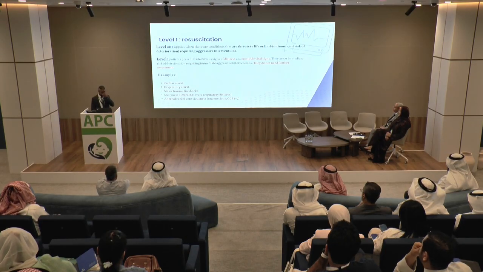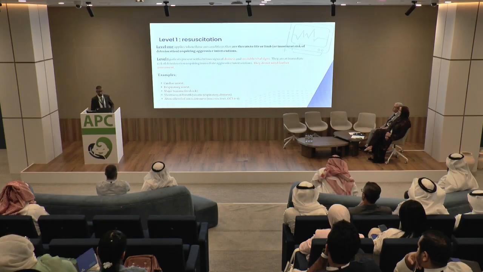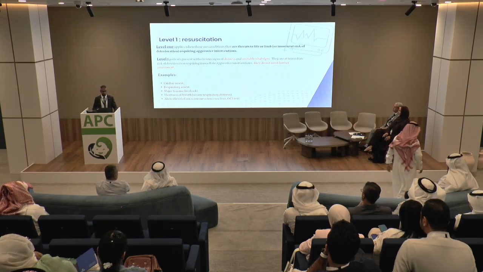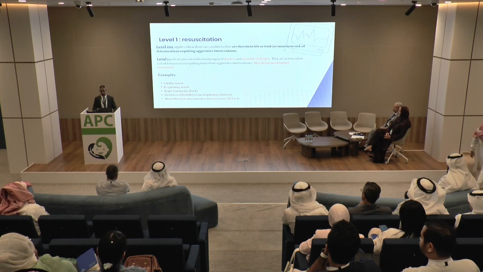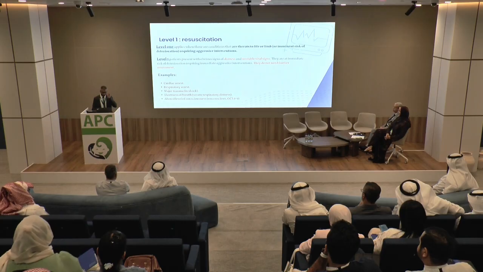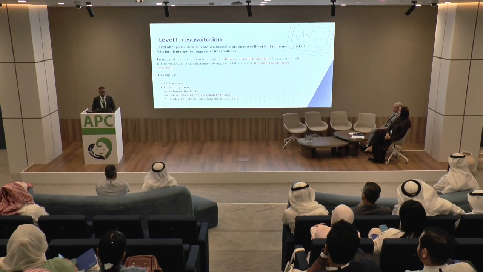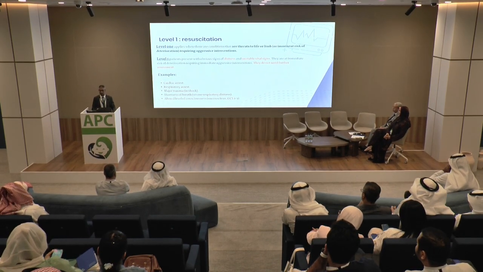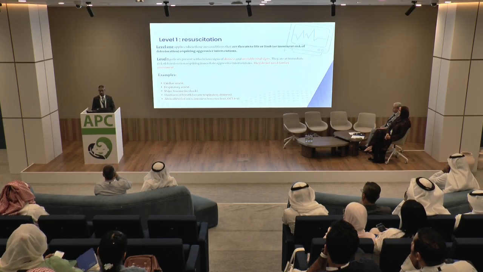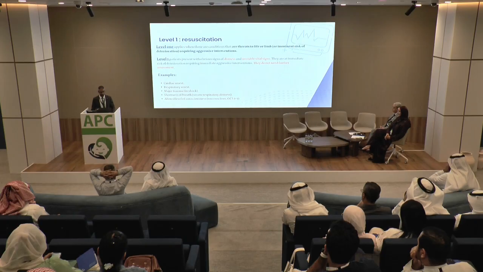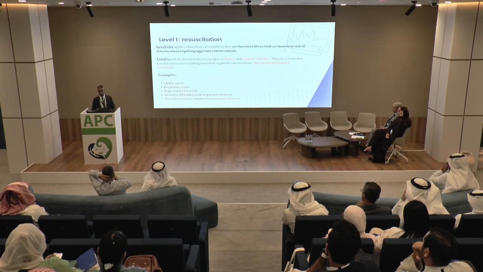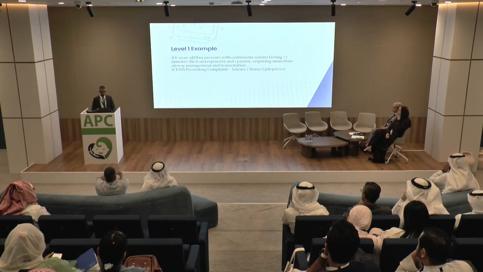So what is level 1? Level 1 is the resuscitation level. It is applied when there are conditions that are threatening to life or limb, or an imminent risk of deterioration, requiring aggressive intervention. Examples are cardiac arrest, a patient with respiratory failure or arrest, major trauma and shock, and a patient with altered level of consciousness with GCS less than 9. Those patients need immediate intervention, otherwise they might arrest.